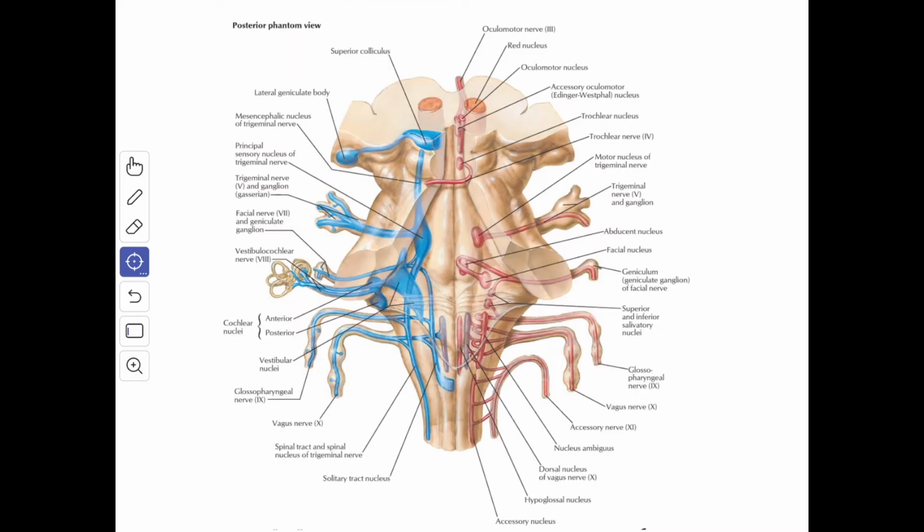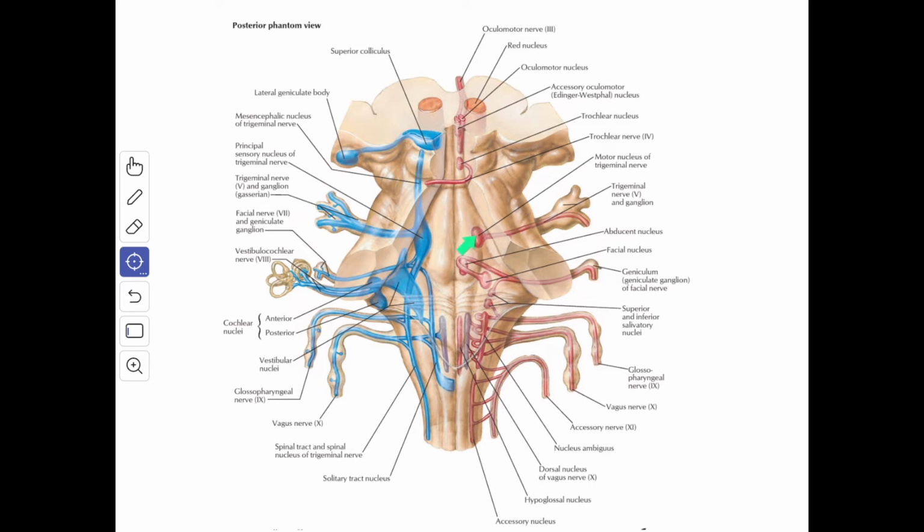Next we'll see the special visceral or branchial efferent nuclei. The special visceral efferent nuclei supply the striated muscles which are derived from the branchial or pharyngeal arches. The first nucleus is the motor nucleus of the trigeminal nerve. The motor nucleus of the trigeminal nerve is situated in the upper part of the pons in its dorsal region, medial and just cranial to the chief sensory nucleus of the trigeminal nerve.